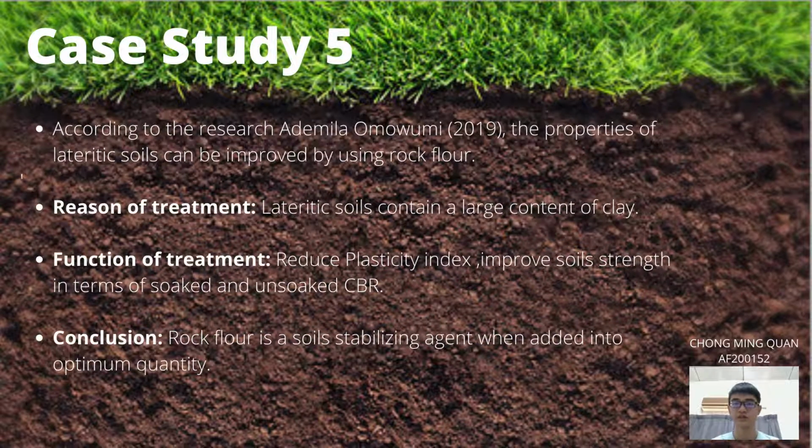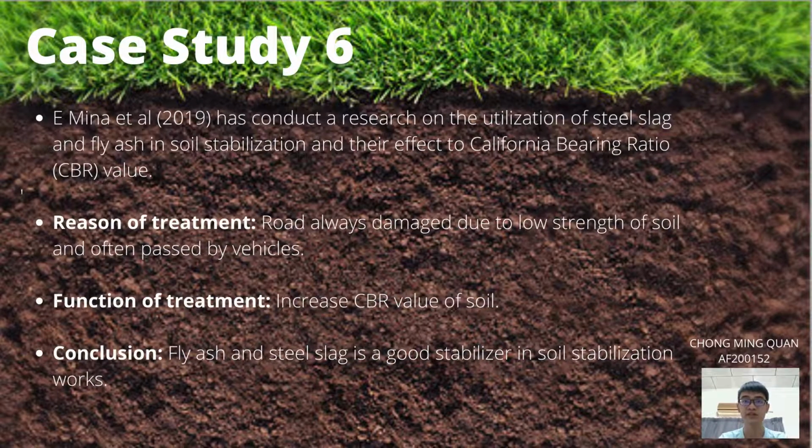Case study 5 is about a research on property improvement of lateritic soil by using rock flour. This is because lateritic soil has a large content of clay. From this research, we know that rock flour is a good soil stabilizing agent when it is added in an optimum quantity.